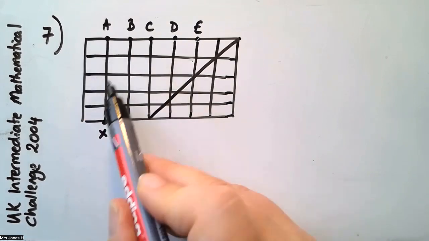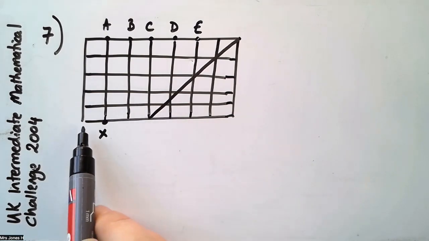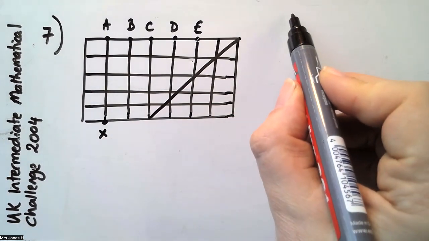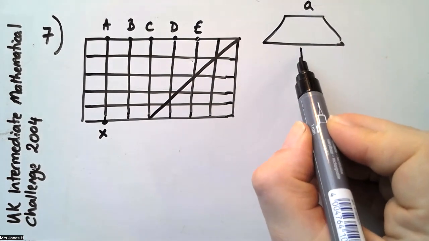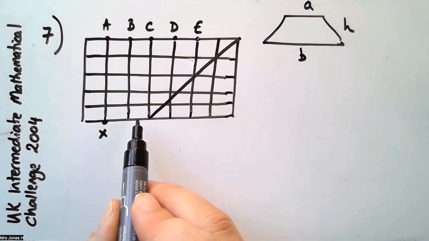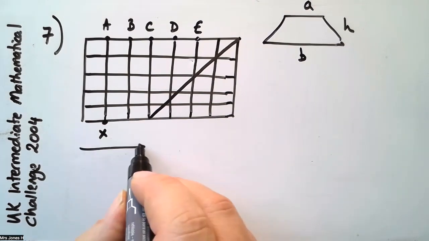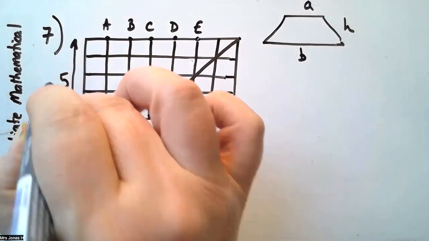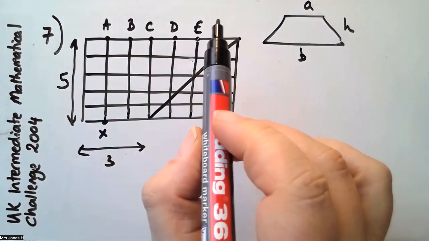The shaded area on the diagram is actually a trapezium. We've got two parallel lines here and these two lines here. So if you remember your formula for the area of a trapezium, if we call this A, this B, and this H, here we've got 3 units across. We're going to call this 3 units across here. And this is 5 units. This across the top is 1, 2, 3, 4, 5, 6, 7 units.